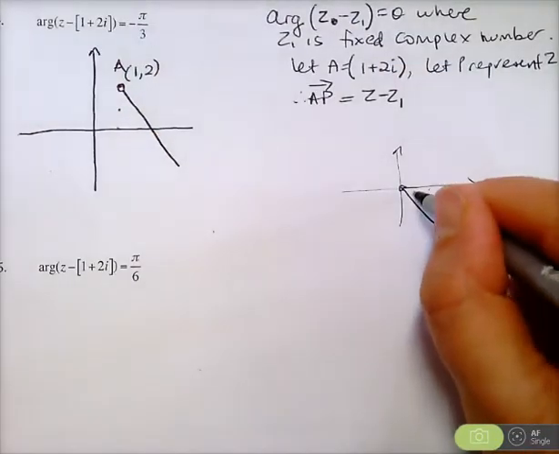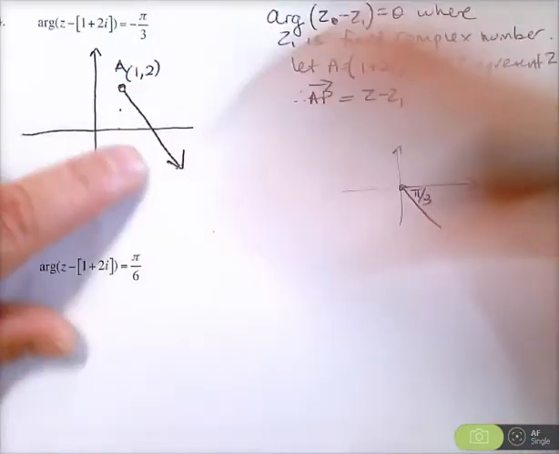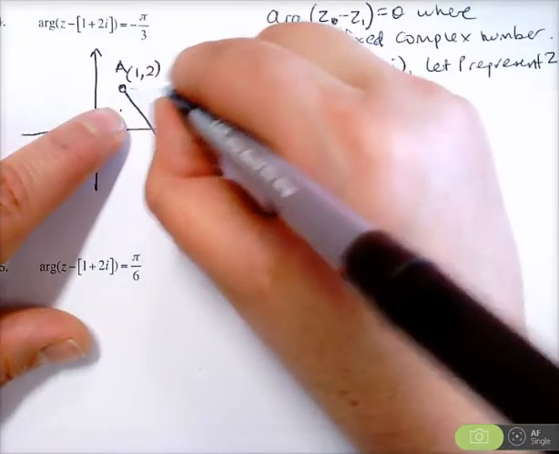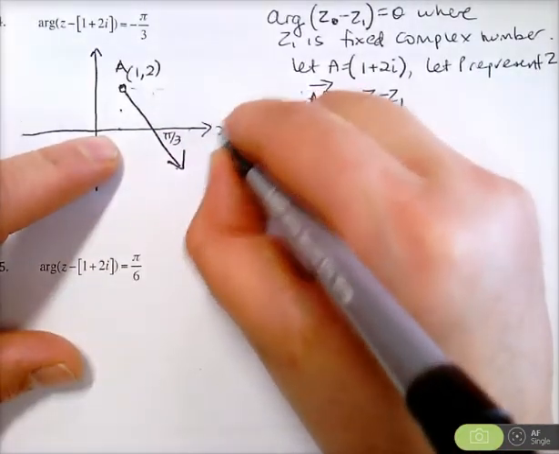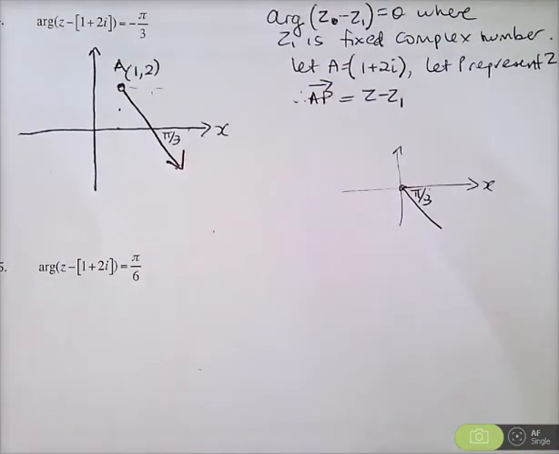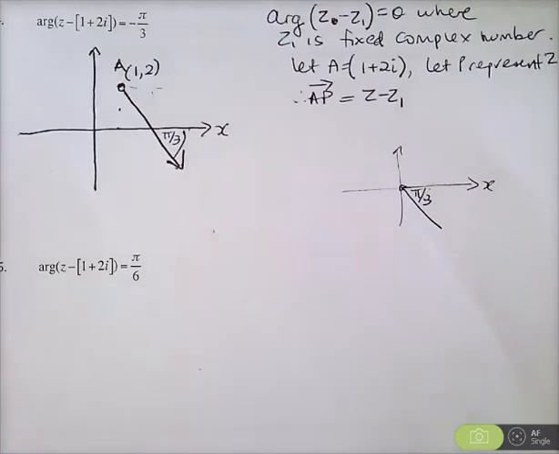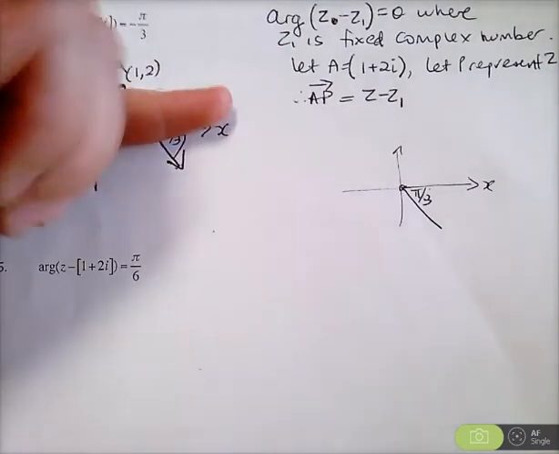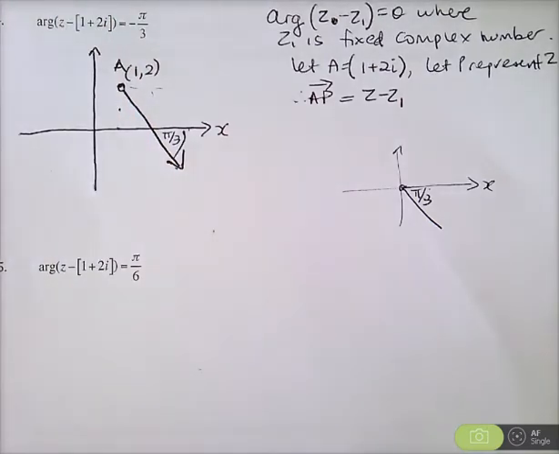So see, this is pi on 3. I need your vector going in that direction. But you don't write the pi on 3 up here, you write it down here. Once you've cut the x-axis, that's where you write your pi on 3. You show it down there. Now, I don't have to write minus pi on 3. The fact that it's going downwards tells me it's minus pi on 3. Got the idea?